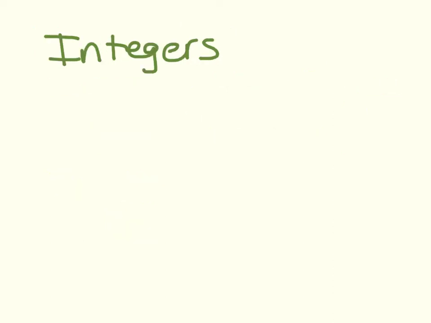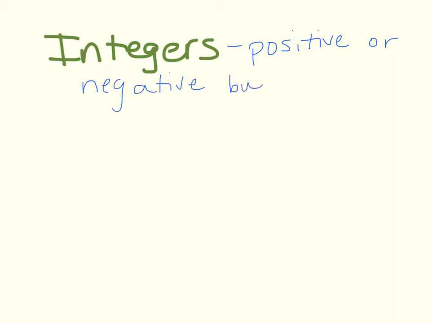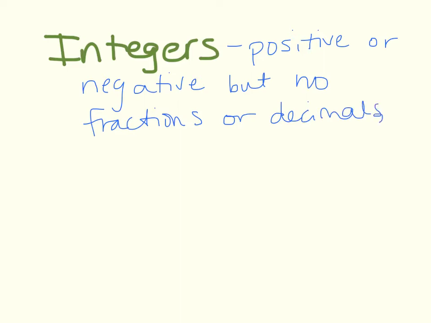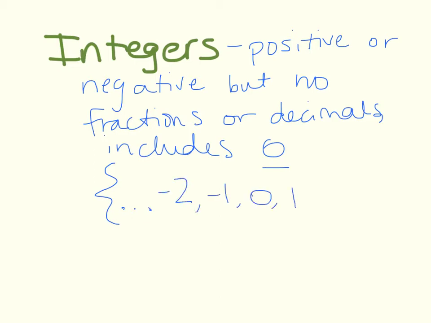Our next category is integers, and integers can be positive or negative, but no fractions or decimals. We also want to say it includes 0. Sometimes we describe integers as a set like this, and we put the dots because it goes on forever both ways. So we might say it's -2, -1, 0, 1, 2, 3, and so on. So it goes on forever in both directions.